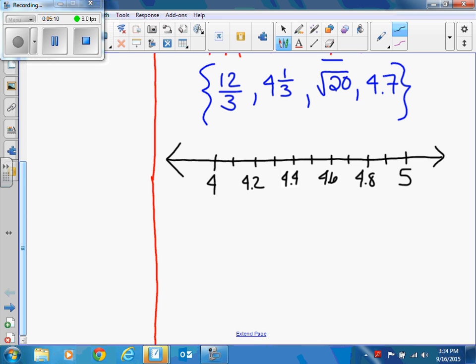Now that we have our number line filled out, we can go back and place the numbers where they need to be. 12 over 3 is 4, so we're going to go right to 4, and we're going to put a dot right there on the number line. And you can put 12 over 3 above it if you want. Then we have 4 and a third, which is 4.33. So it's going to be just about here.